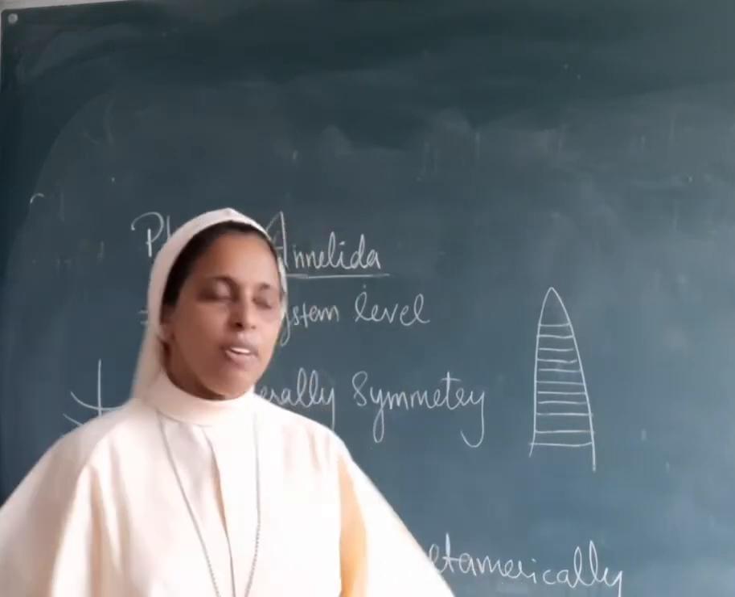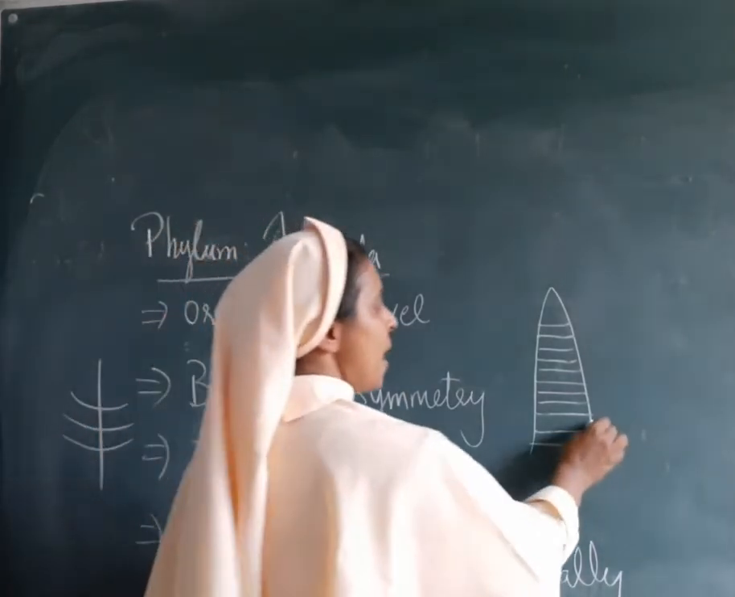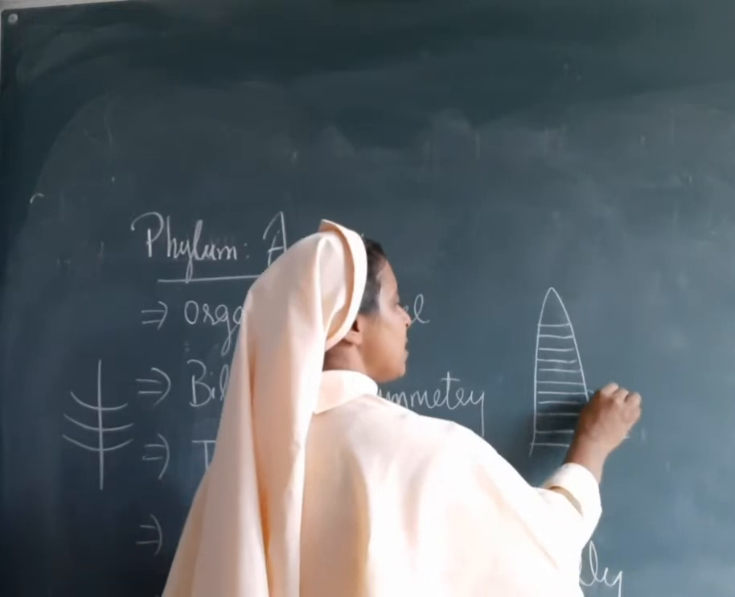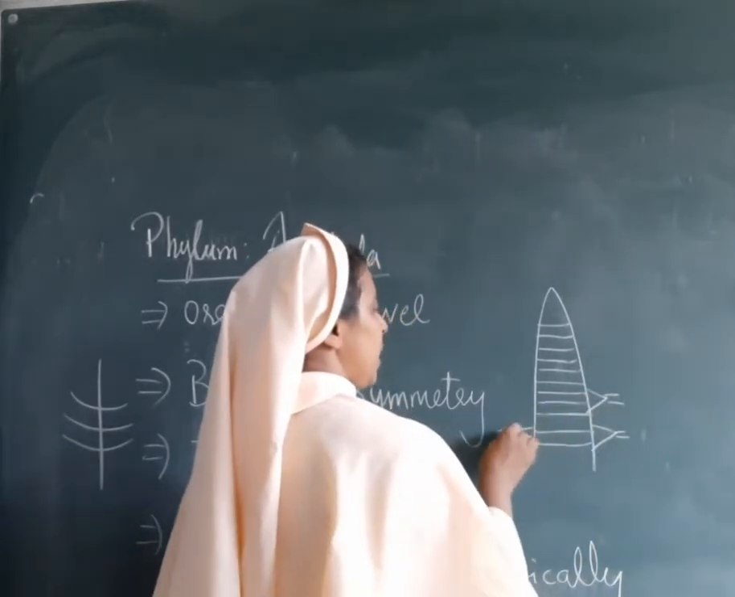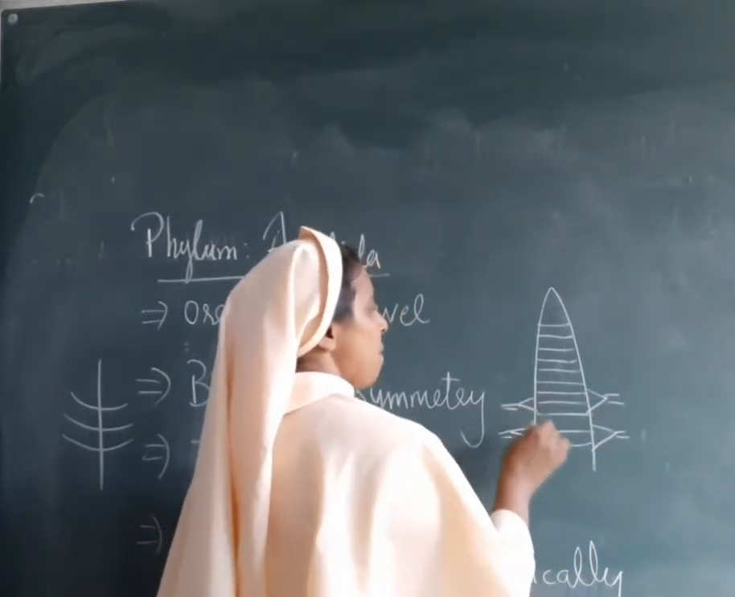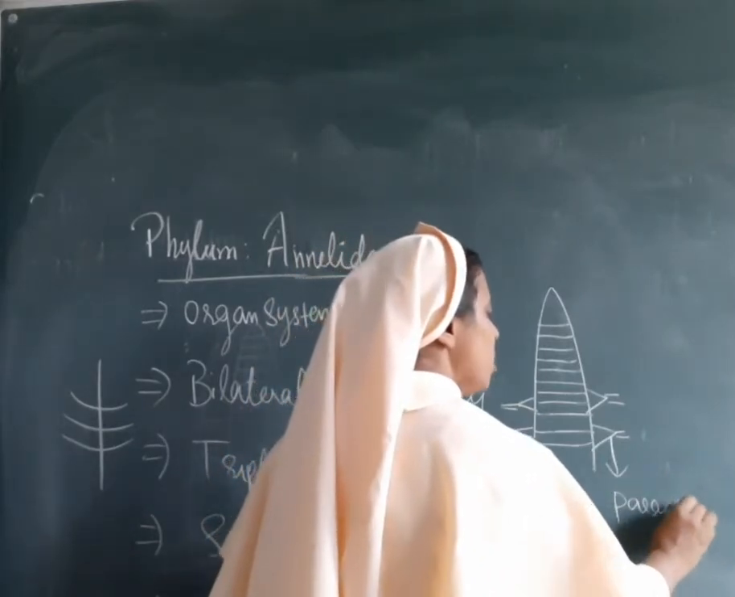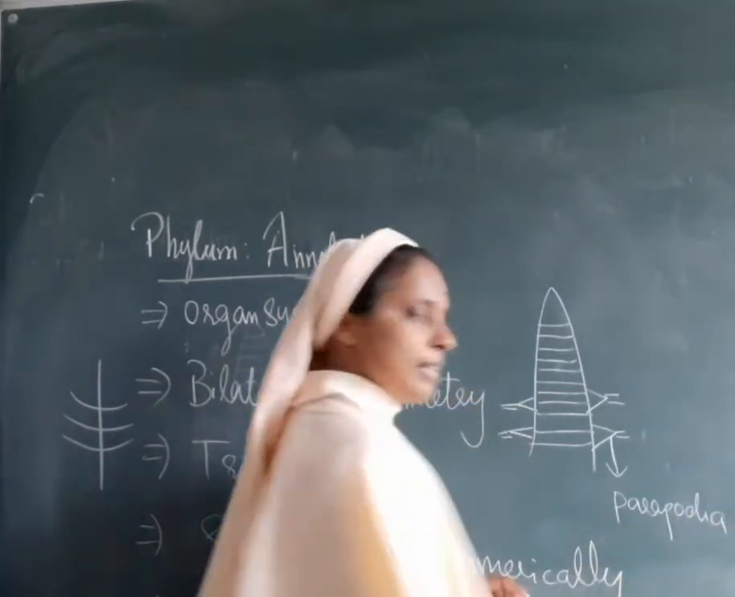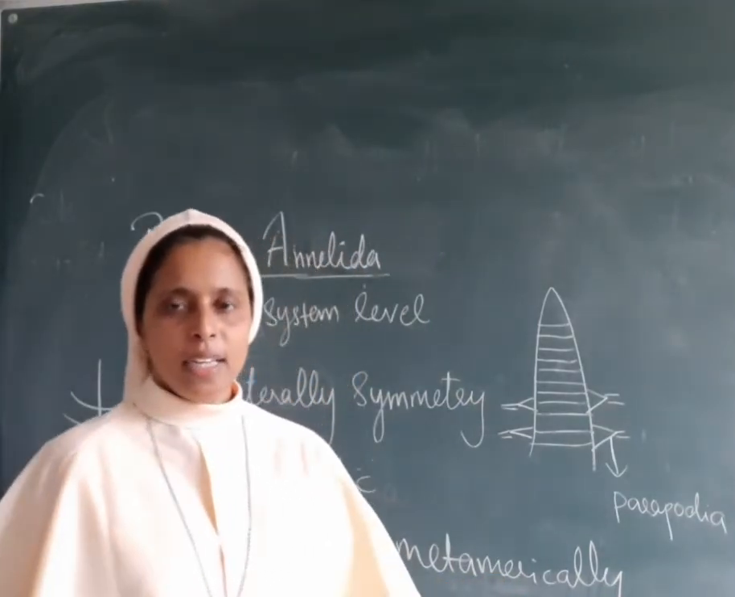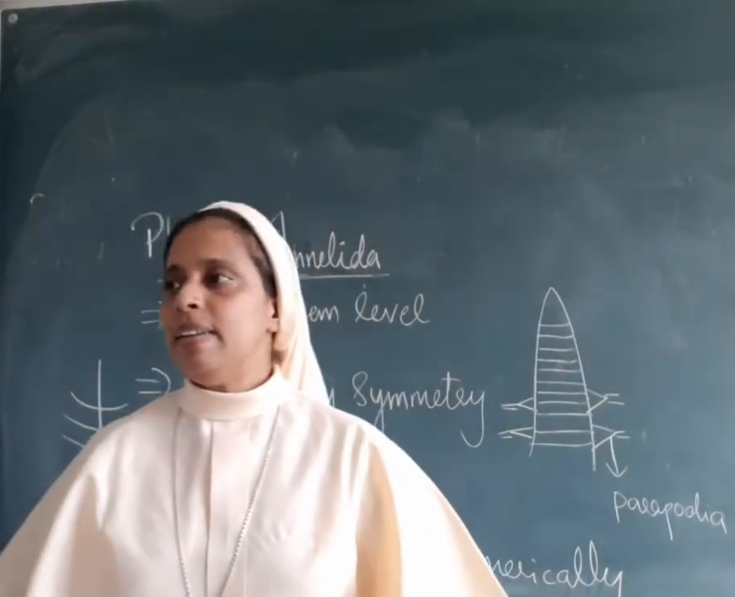Then one example we can learn in the phylum Annelida is Nereis. Nereis moves with the help of parapodia. This kind of structure is found on the outside of the body. So this is parapodia, and with the help of parapodia, locomotion is possible in Nereis.